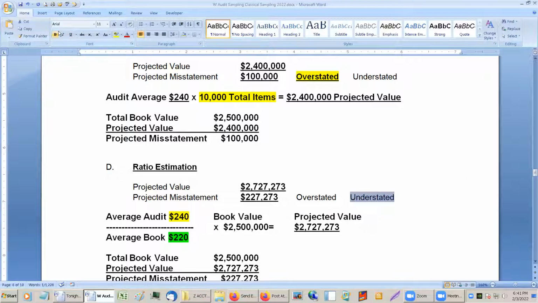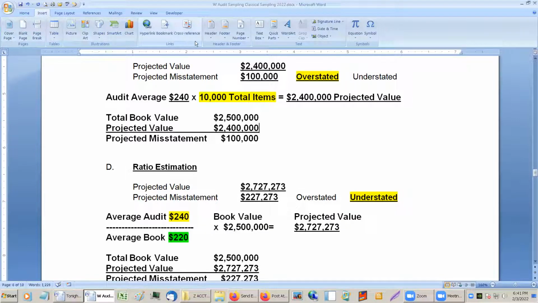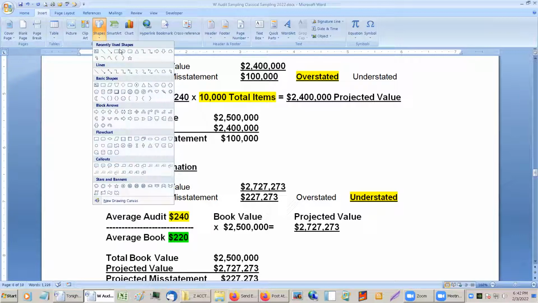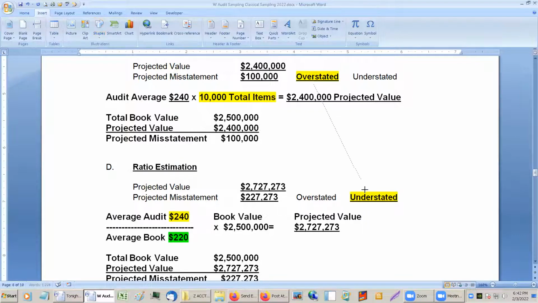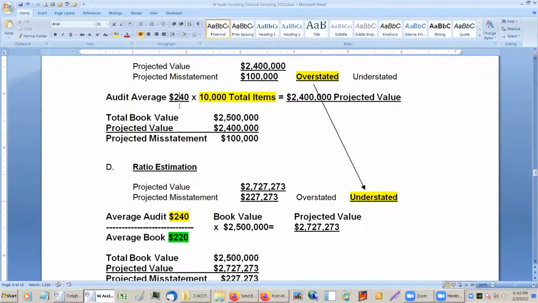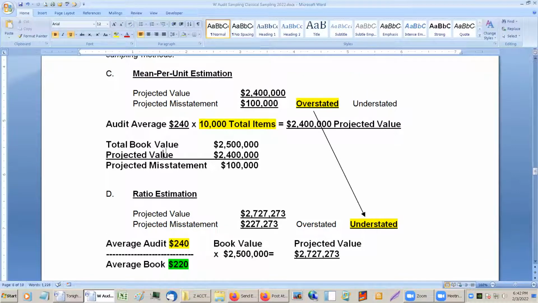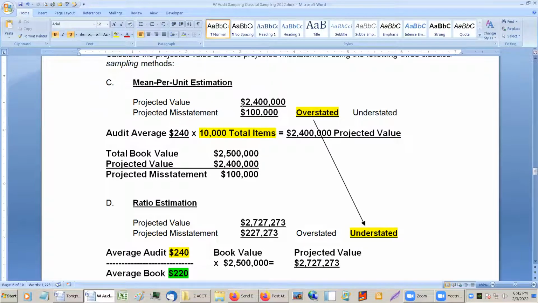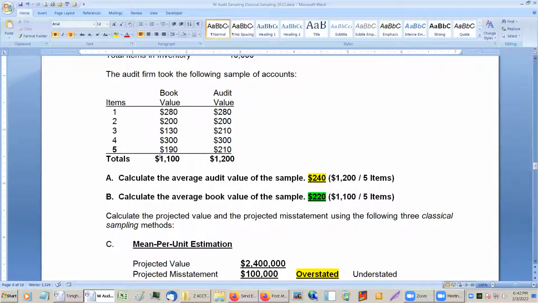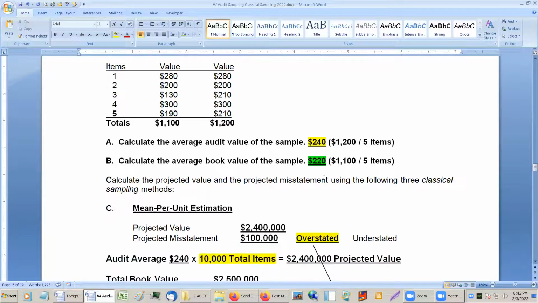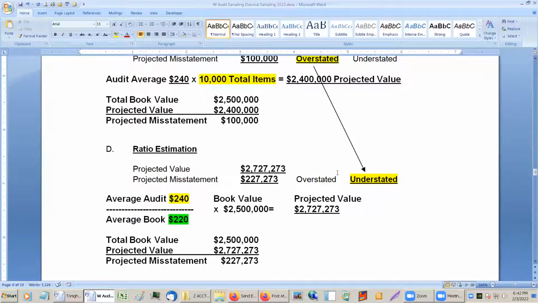So it is possible that you have two different results, overstated and understated, in there. And you'll notice that the mean per unit one completely ignores the book value, the book average. If you're doing the mean per unit, quite honestly, you don't even have to do this one, if you've already said that you're going to use the mean per unit. But if you're going to do the other methods, we'll talk about when and why you do it second here.